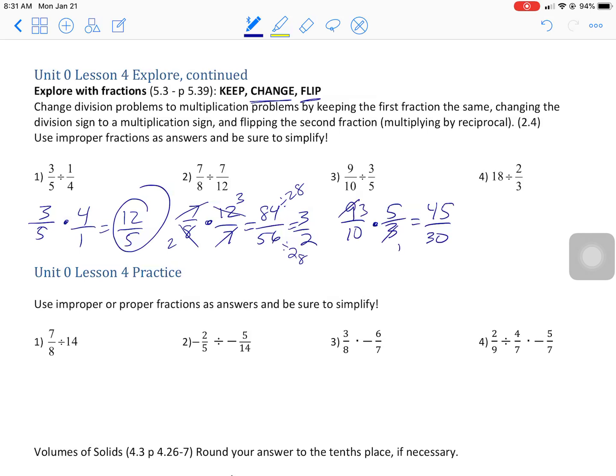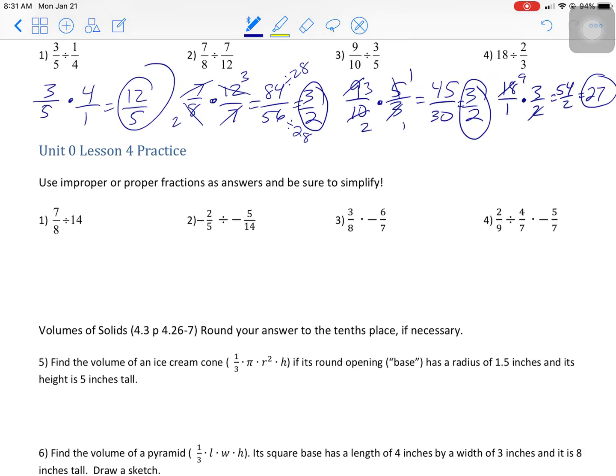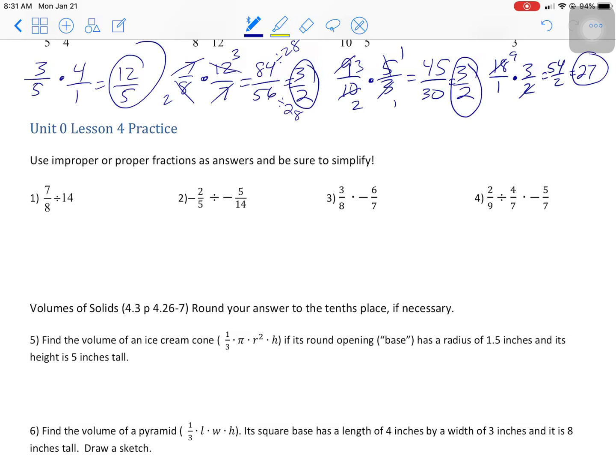Or 3 over 2. Oh, that's another 3 over 2. That was just coincidental. All right, 18 over 1, keep that, times 3 over 2 is 54 over 2, or 27. All right. Not too bad. All right.